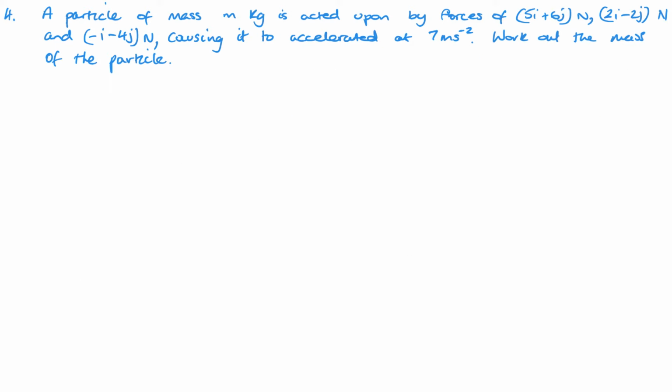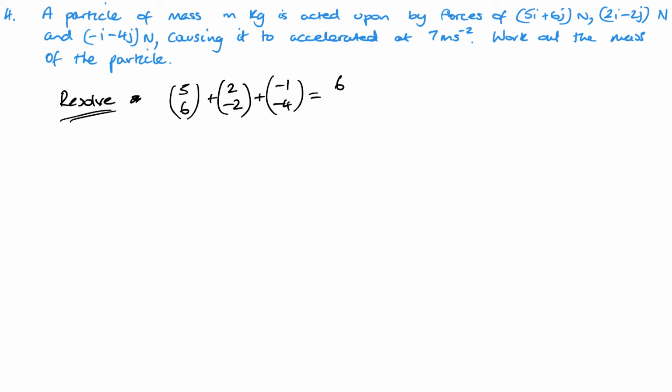So first thing I want to do here is resolve all my forces. So we've got 5i, 6j, plus 2 and minus 2 and minus 1 and minus 4. So that is 5, 6, 7, 6 along the top, and we get 6. Take away 2, take away 4, so 0 along the bottom. So it's nice and easy. 6i plus 0j, or just 6i.